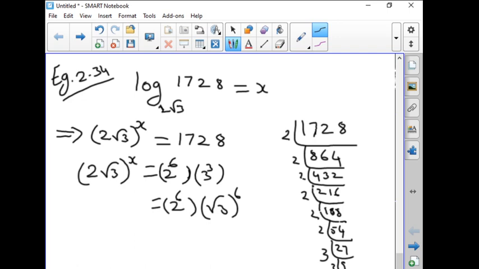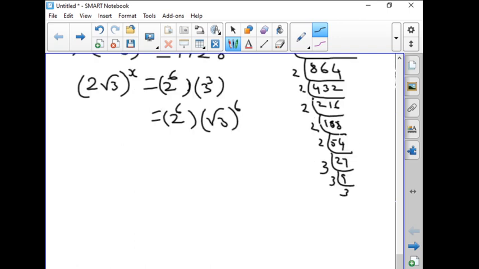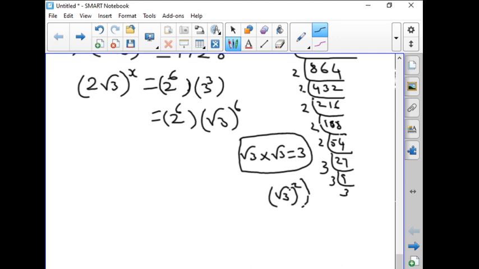3 is what? Root 3 into root 3 is equal to 3. Therefore, we can write 3 power 3 as root 3 power 6, because 3 is what? Root 3 square whole cube. So we get root 3 power 6.